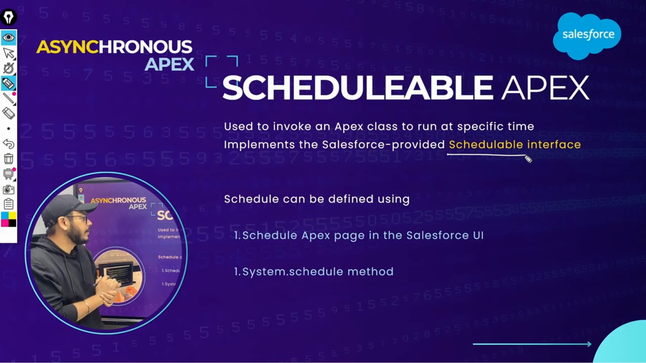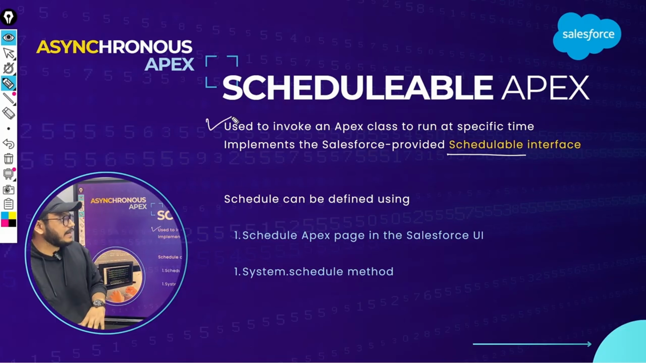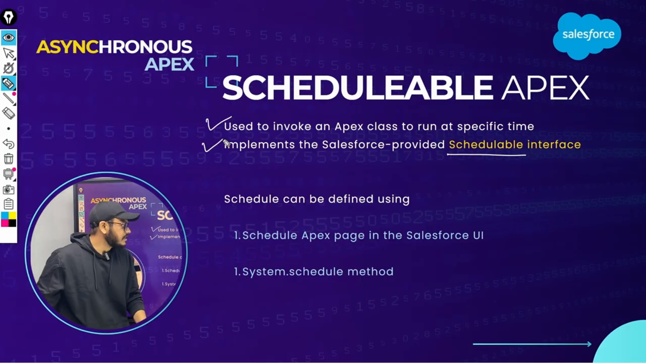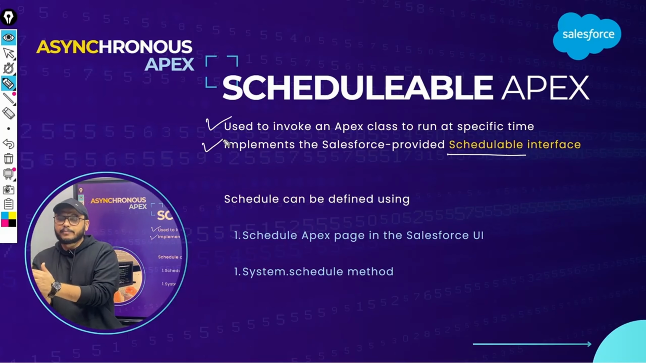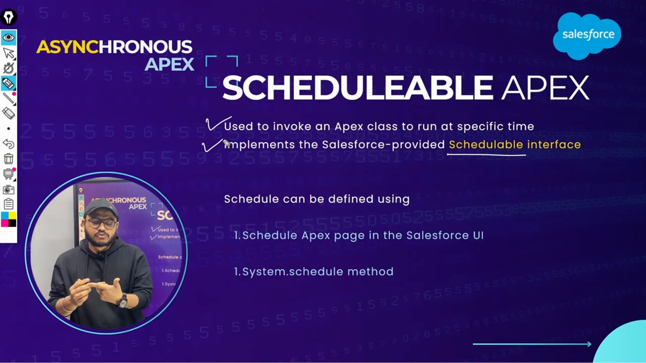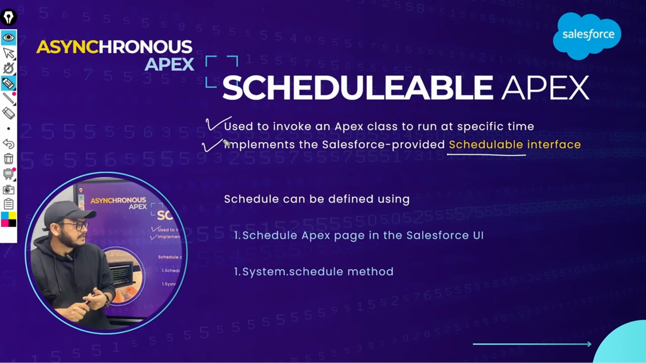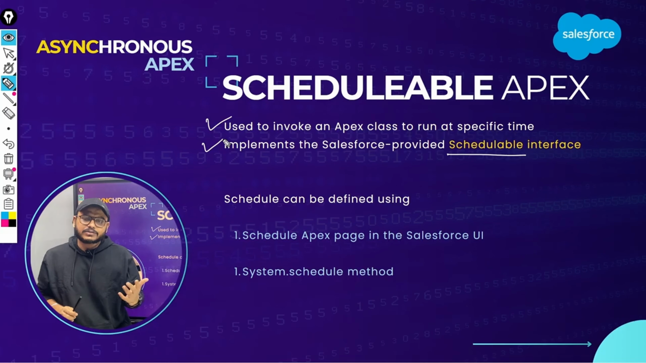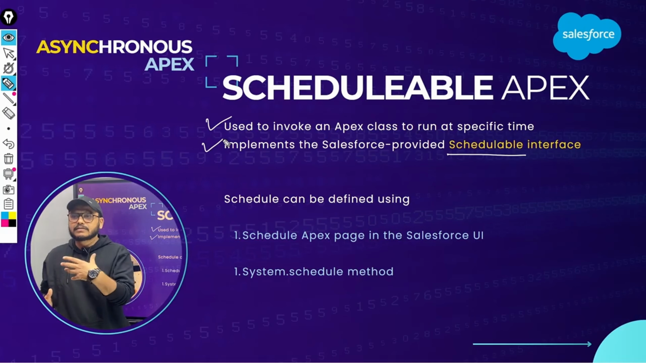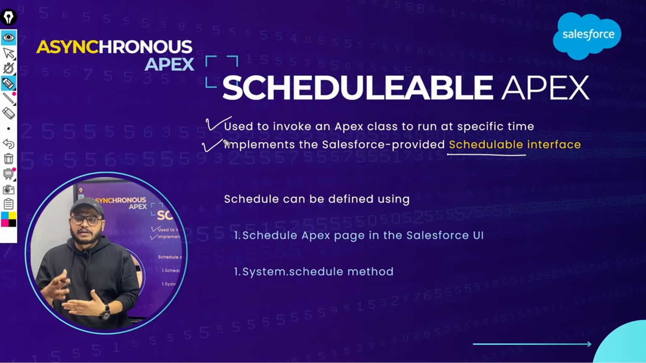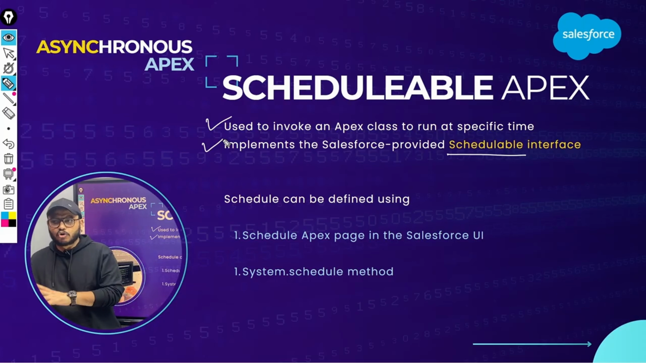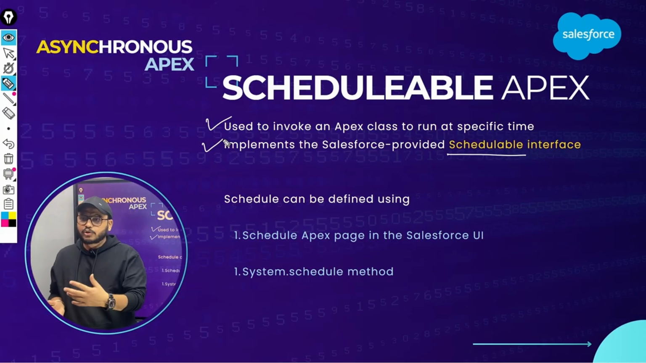So what is Schedulable Apex? It is used to invoke an Apex class to run at a specified time, and it implements the Salesforce provided schedulable interface. How is it different from Queueable Apex and the Queueable interface? In Queueable Apex we implemented the Queueable interface. The Schedulable interface allows us to schedule the class with a specified schedule, and automatically, based on the schedule, it will get into the job queue. If I define a schedule of every Friday 7 p.m., it will get into the job queue every Friday 7 p.m.